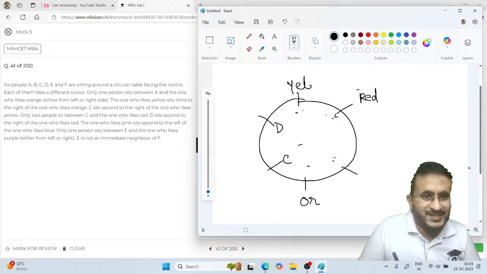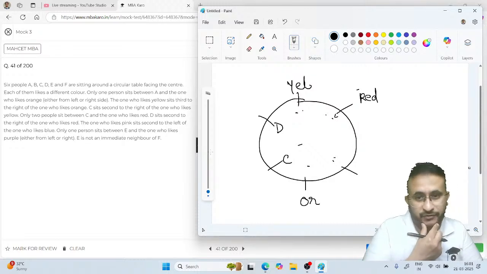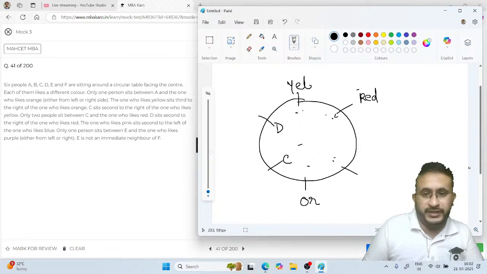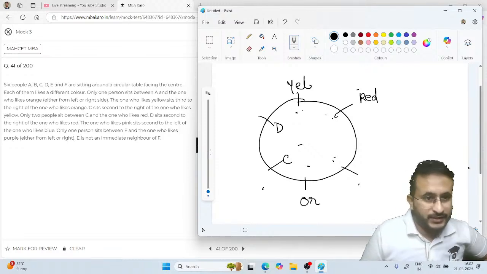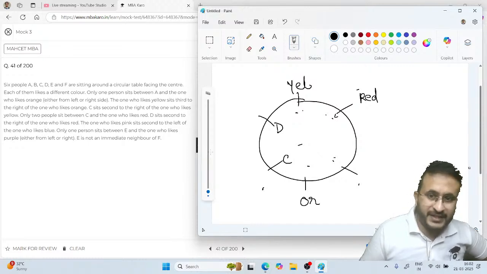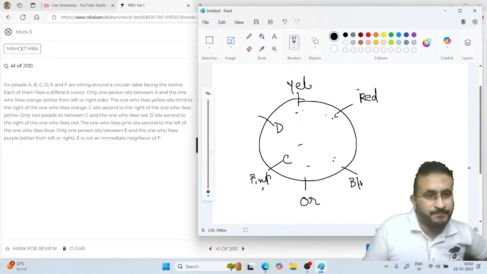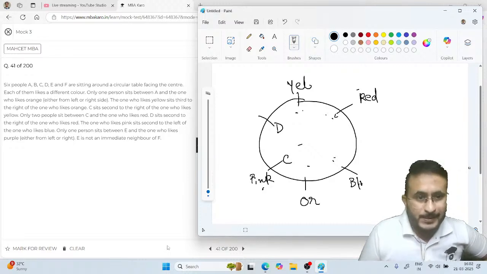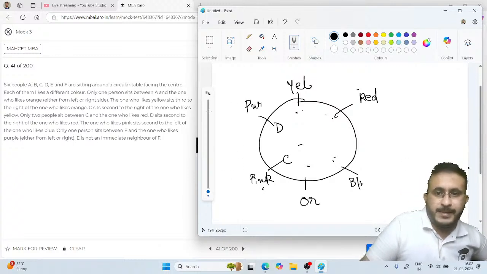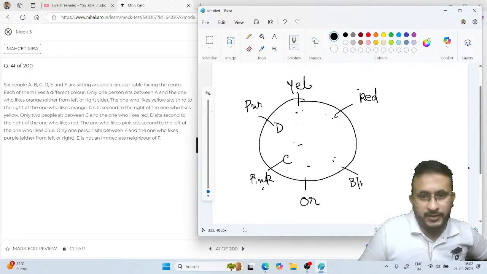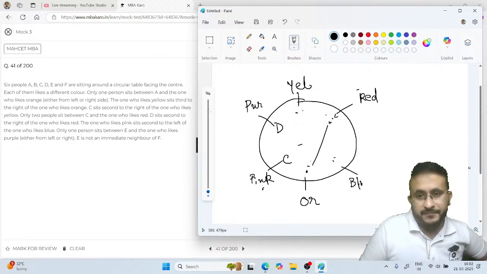The one who likes pink is second to the left of the one who likes blue. Right? Pink second to the left of blue. Now only these two can be taken with a difference of 2. So this will be blue and this will be pink. Only one person between E and purple. So this will be purple. And one person between E and purple, so either this person will be E or this person will be E.